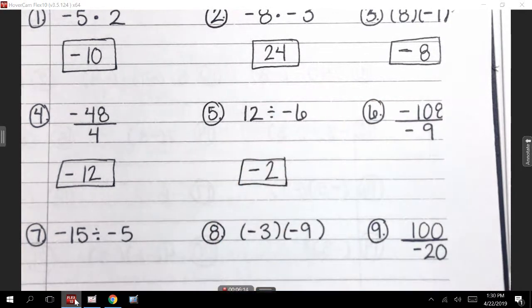When I'm doing my multiplying or dividing, am I talking about the positive or negatives anymore? No. We already put that in our answer, so we're done with that. All right.